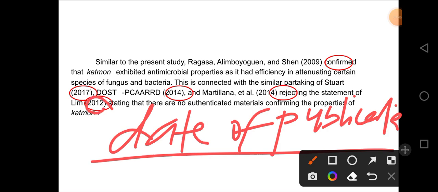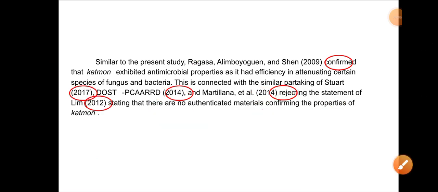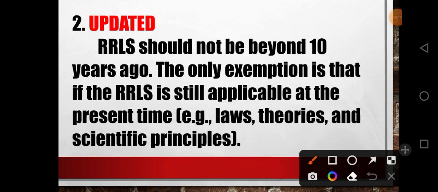Okay, 2012, 2017, 2014, 2014. Are they beyond 10 years ago? Obviously, they are not beyond 10 years ago. So meaning to say, are they obsolete or are they updated? Okay, so these publication dates are actually updated publication dates. So meaning to say, your RRLS must be updated. It must not be obsolete.